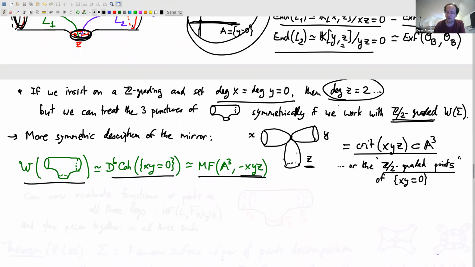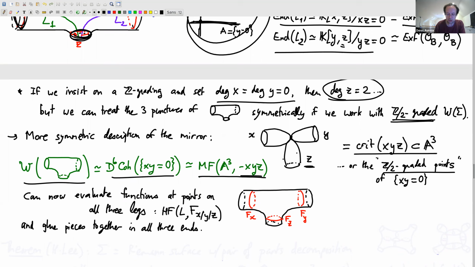So the advantage of having given Z first-class citizenship is now we can evaluate functions at points on all three legs, because we can pair with the circles at X, at Y, and at Z. And these would not be objects of a Z-graded Fukaya category altogether. There would be a grading obstruction. But on a Z2 graded Fukaya category, they're fine. Just like all three kinds of points are fine on a Z2 graded scheme.